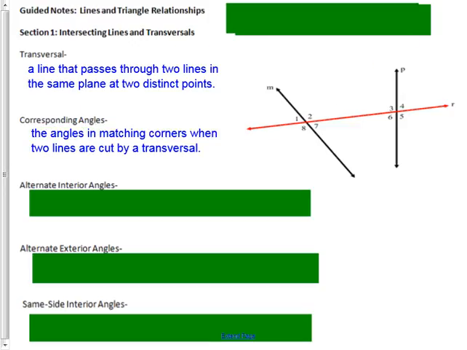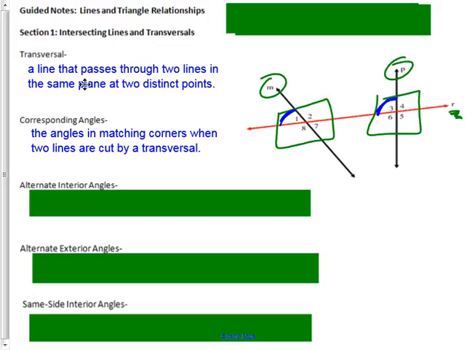Corresponding angles: the angles in matching corners when two lines are cut by a transversal. So we have our lines M and P. They are cut by a transversal, line R. If I wanted to look at this intersection and this intersection right here, notice each one is cut into 4 different angles. If I wanted the top left one in this case, that would be angle 1, the corresponding angle would again be the top left one, so angle 3.